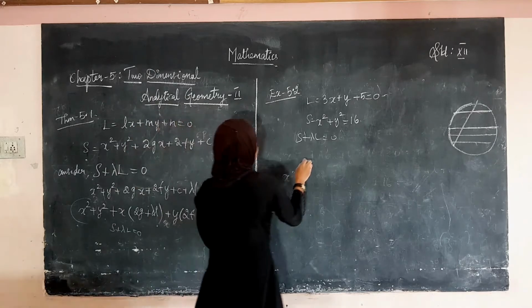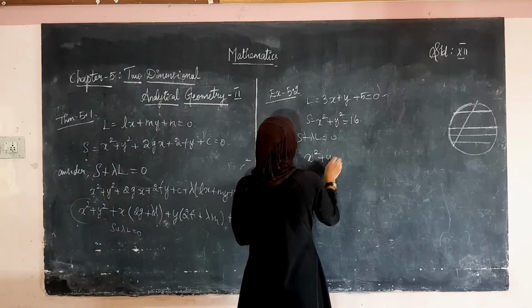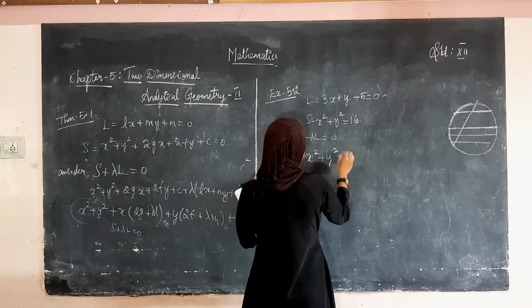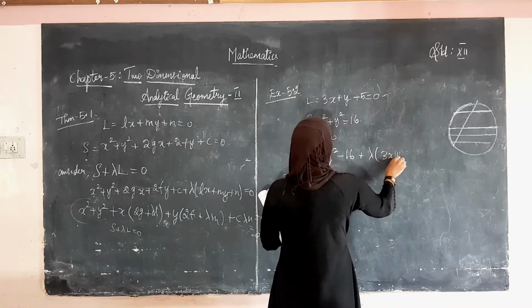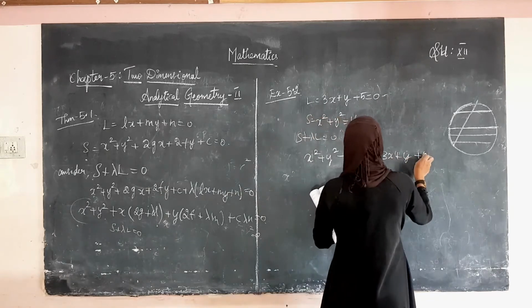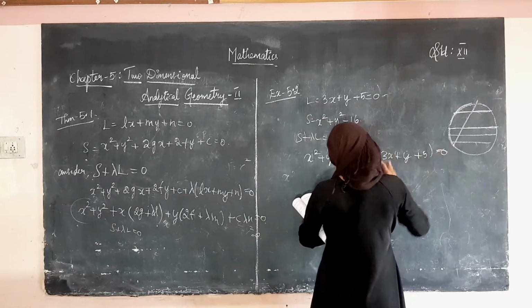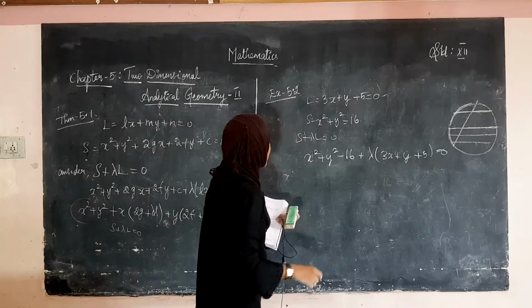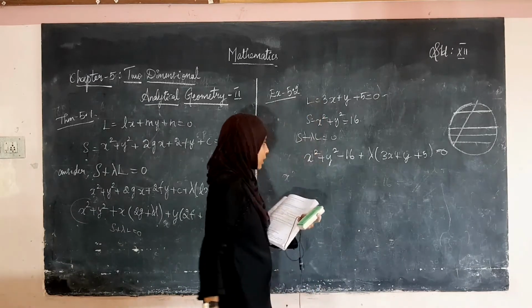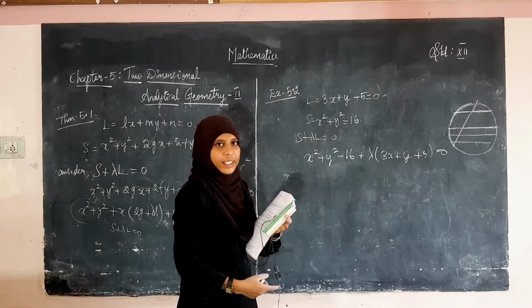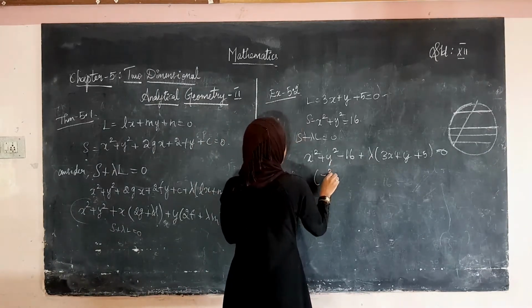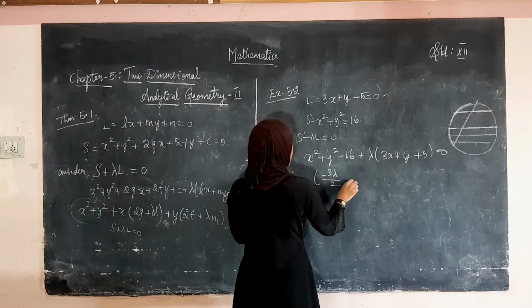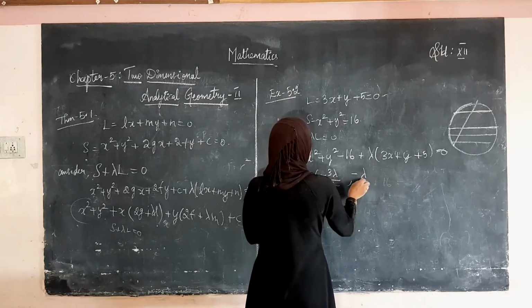Okay, so x square plus y square, bring this minus 16 to this side, so minus 16 plus lambda into 3x plus y plus 5 equal to 0. So what you have been given is that this chord is the diameter of the circle. So from the diameter we can find the center. So the center here is minus 3 lambda divided by 2 comma minus lambda divided by 2.